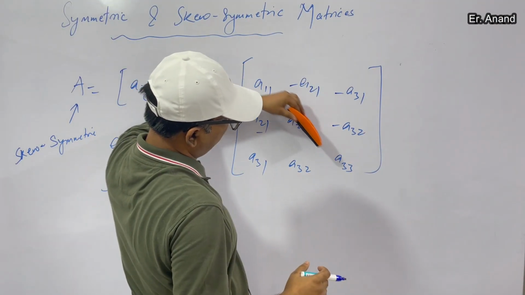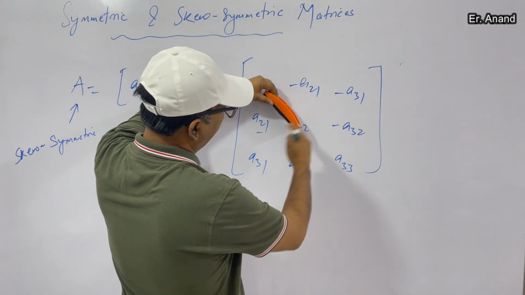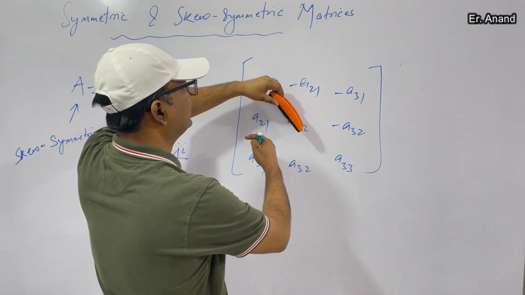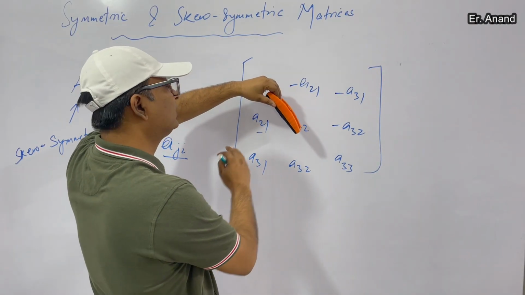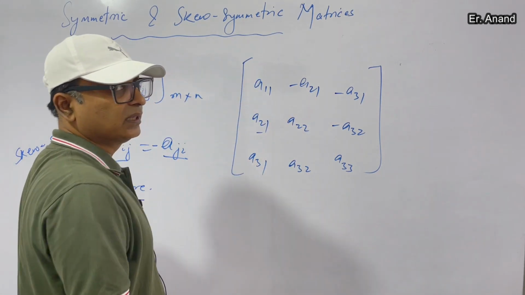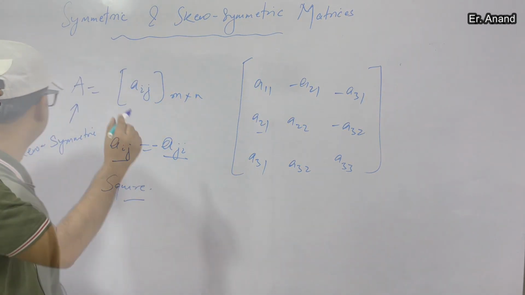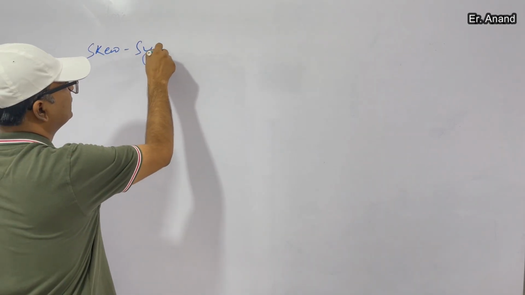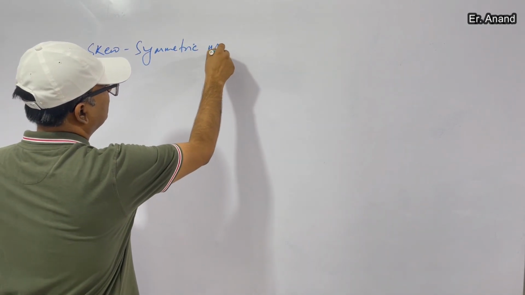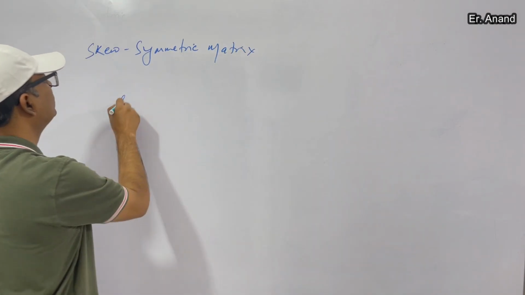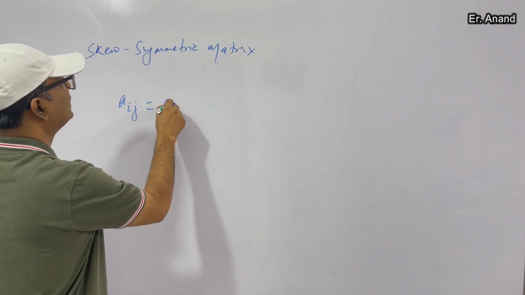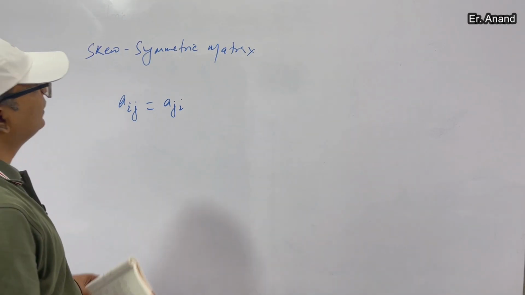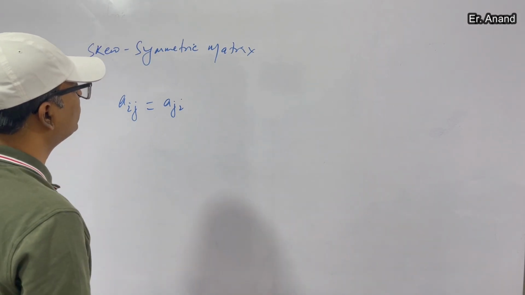So if we think this is a mirror, in case of symmetric matrix, this was the mirror image, and in case of skew symmetric matrix, this is the negative of the original image. Clear? One more thing we have to see for skew matrix, skew symmetric matrix. I told you Aij is equal to Aji. Clear? What when i is equal to j?